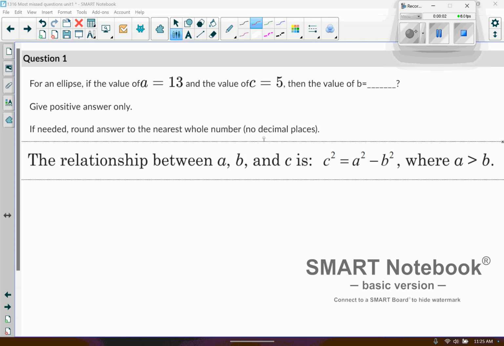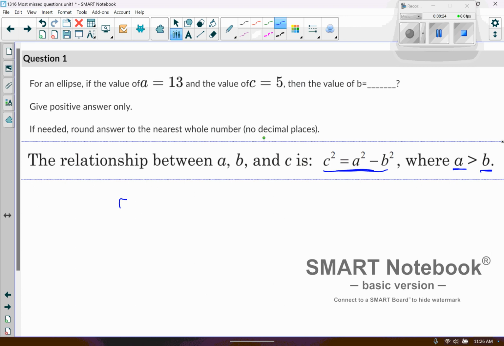Okay, let's look at these ellipse questions you sent. So the first one is just on the formula right here where they give you the A and the C value and they want you to find the B value. So you just have to be a little careful here. If you're looking at your formula, you'll notice that A needs to be larger than B. So that kind of helps you out in case you make a little mistake with your arithmetic. But let's go ahead and plug it in and see what we get.